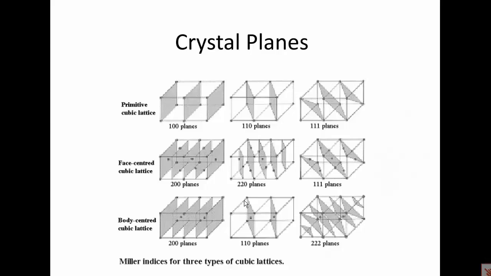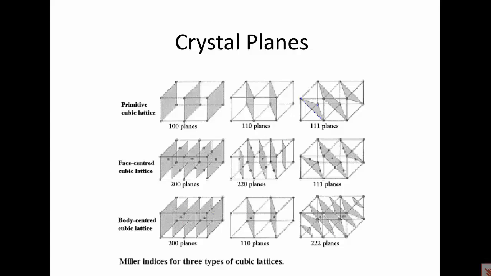Here are some examples of crystal planes for the simple cubic lattice. We can have planes going like so, or we can have a set of planes going diagonally, or a set of planes cutting across this face, and then the cut will pass through the corner that is furthest away from us. And we can have a set of planes like so.